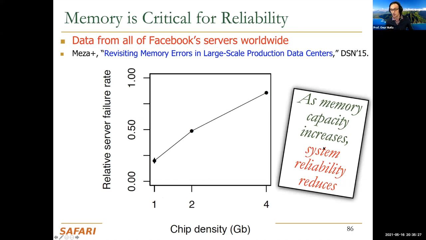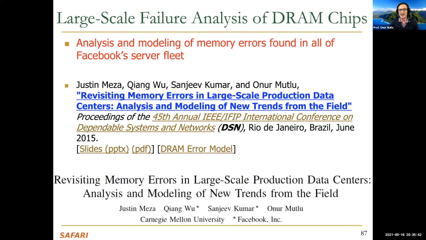System reliability reduces, meaning. This is because as chip density increases, memory cells are closer to each other and they're more vulnerable to reliability problems and noise. And they're also smaller. As a result, they're vulnerable to reliability problems and noise. And if you're interested, you can read the paper we wrote at the time as well.